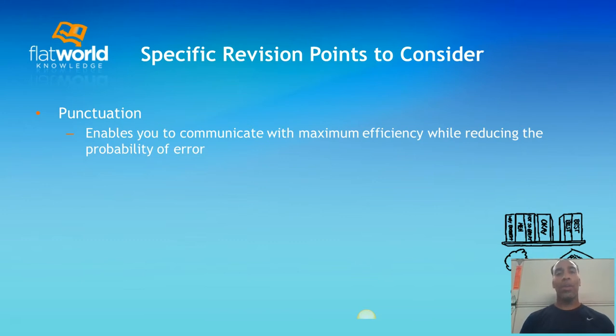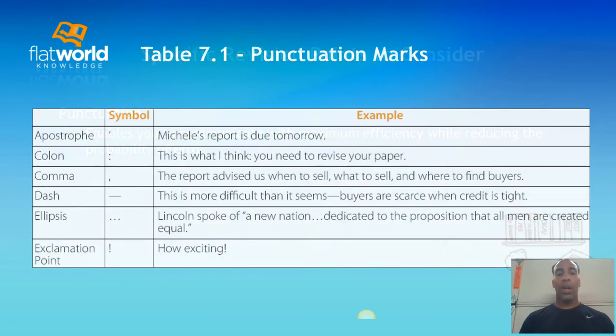Get the exclamation point in there to show excitement. And there are a couple boxes. I'll kind of breeze through them. But what I expect you guys to do is pause the video, look at them, and make sure you have the proper understanding of punctuation in these upcoming boxes, which are right here.